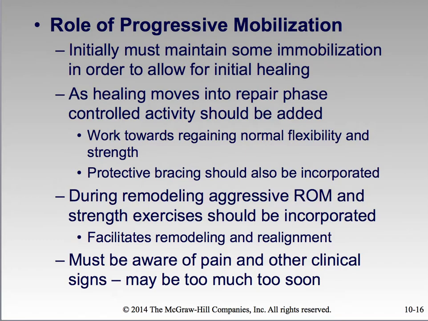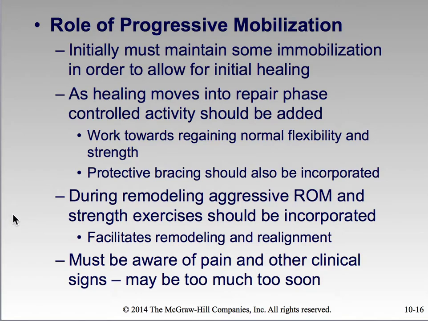Okay, this is the role of progressive mobilization. Initially, when somebody's injured, we want to immobilize them. Okay, so that way it allows for that initial healing process. We want there to be the swelling to come to bring all the healthy cells to start remodeling and fixing the injured site. But it's important right after the initial injury, and if it's safe for movement, to go ahead and start moving, because we need to regain that normal flexibility and strength.